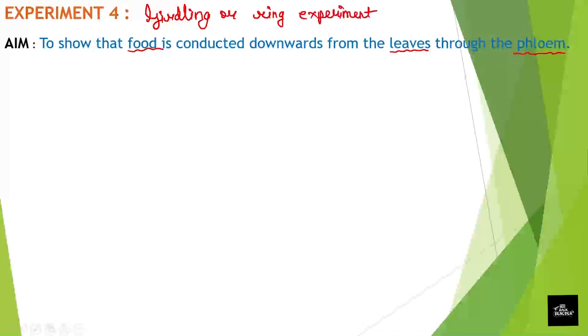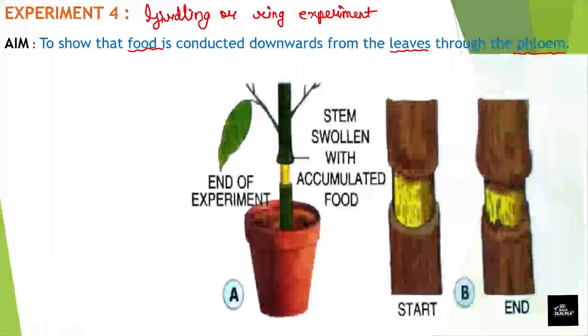It is very important for you to remember the name. Let us look into the apparatus. We have taken two apparatus, apparatus A and apparatus B. Firstly, apparatus A shows the end of the experiment. So we are going to discuss apparatus A a little while later. Let us first discuss apparatus B.